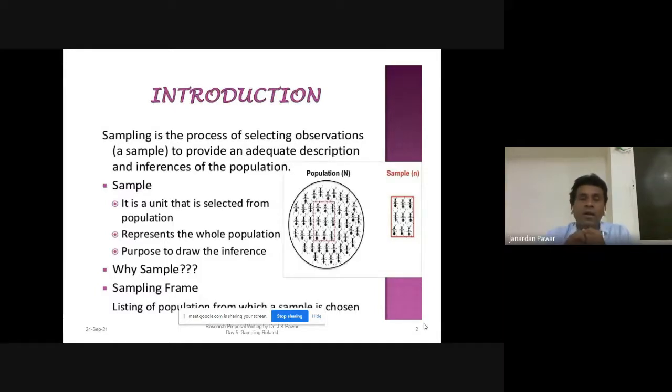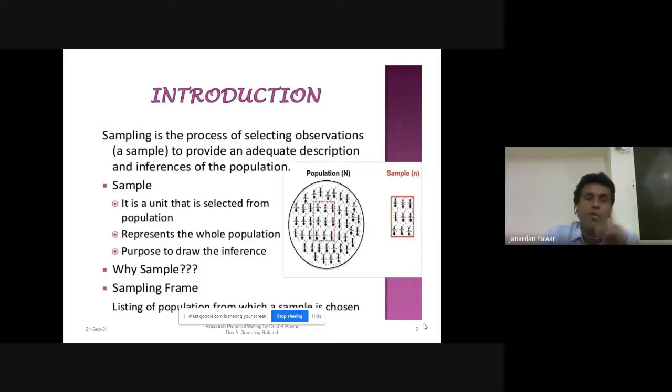So instead of contacting the entire population, I go and collect the data from selected people, and the process of selecting people from the total population is called sampling. So here what I'm going to tell you, sampling is the process of selecting observations, a sample, to provide an adequate description and inferences of the population. See, why is it selected? We are going to provide some description and inferences of the population.